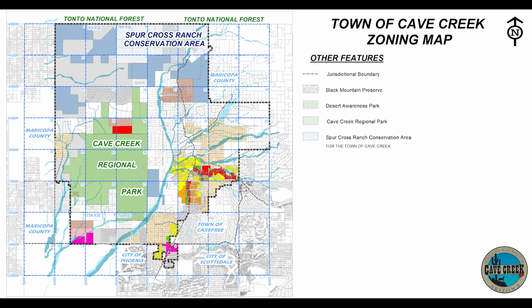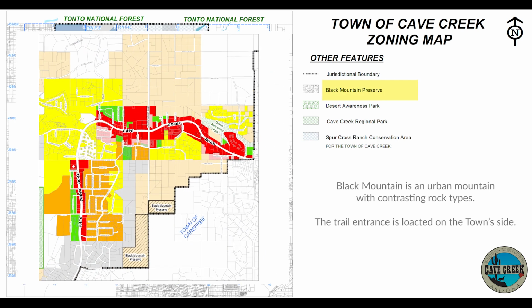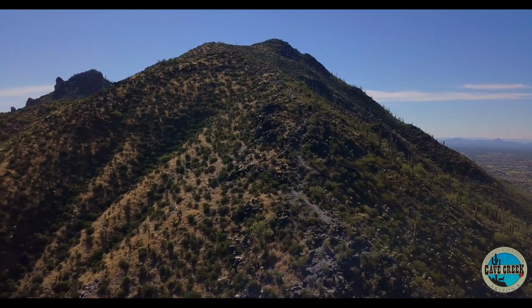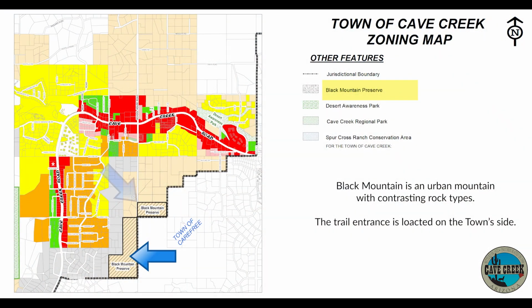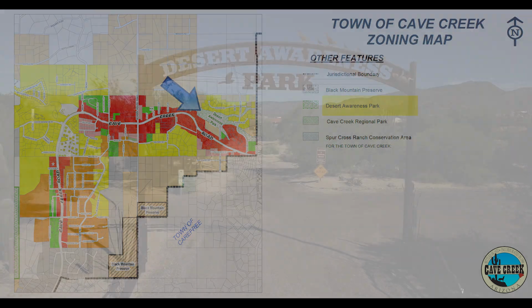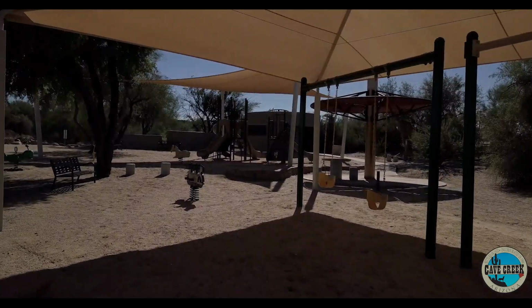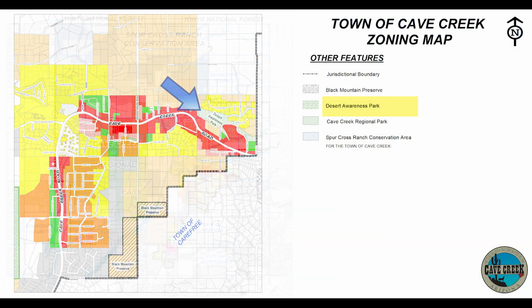Other features of the town include preserves, parks, and conservation areas. Black Mountain Preserve. Black Mountain is an urban mountain with contrasting rock types, centered in the communities of Carefree and Cave Creek. The trail access entrance to the preserve is located on the town's side. Desert Awareness Park is a 26-acre park located behind Stagecoach Village with an innovative concept and educational format, which includes a Desert Heritage Center, Vista Amphitheater, and nature trails.